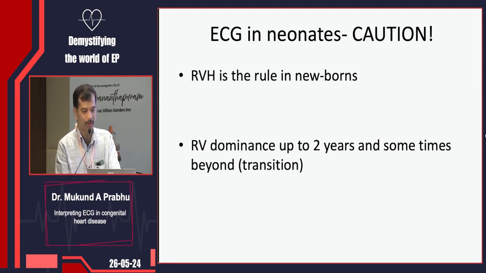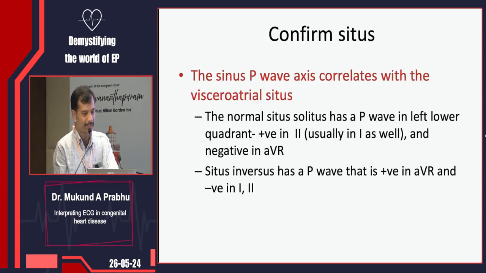RVH is a rule in newborn. RV dominance may last up to 2 to 4 years. You may have the juvenile or even persistent juvenile pattern well into the teenage ages. Confirming situs is the cornerstone while analyzing the ECG because subsequent interpretation holds true only if the situs is normal. The normal sinus P wave axis correlates with visceroatrial situs, and a mirror image of that suggests a situs inversus.